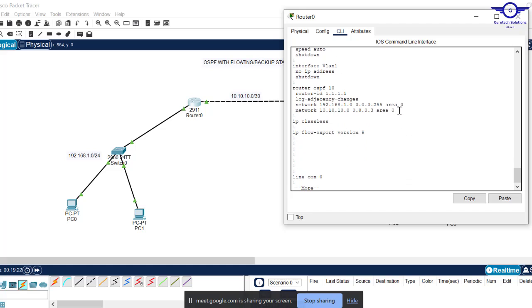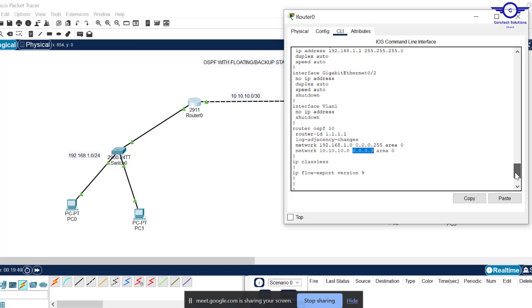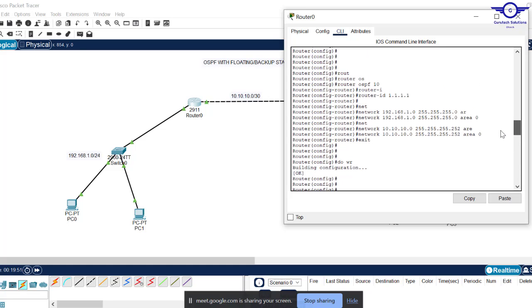You can see here, I have configured OSPF with a process ID of 10, a router ID of 1.1.1.1, and a network of 192.168.1.0. Then we are finding a figure that we never configured here, 0.0.0.255. Also, we are finding a figure that we didn't configure.